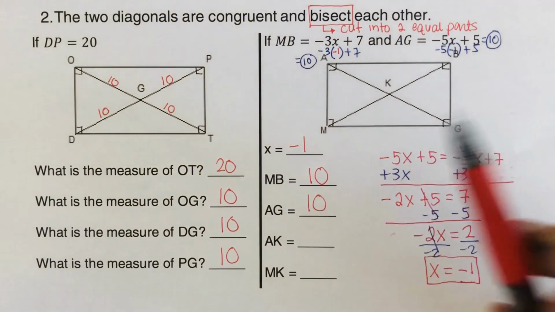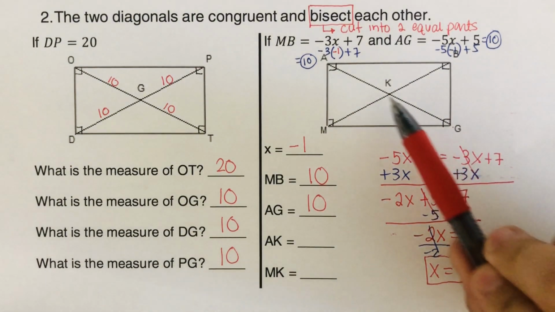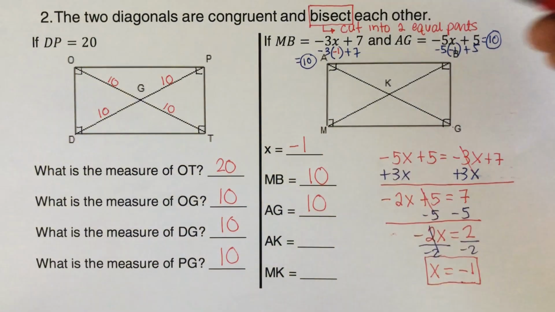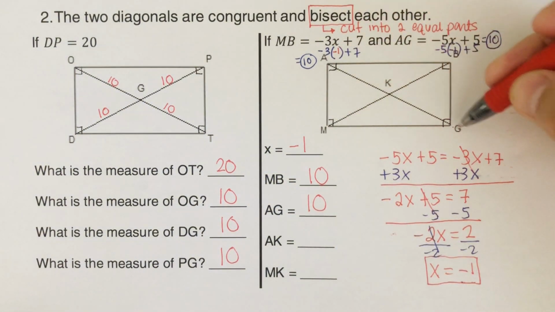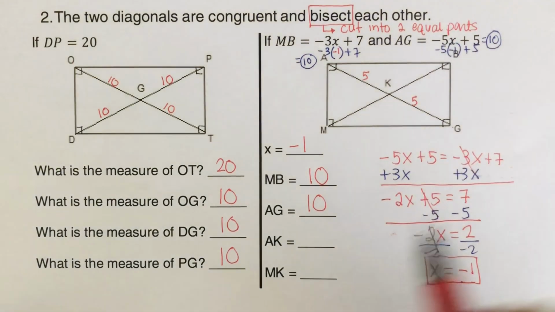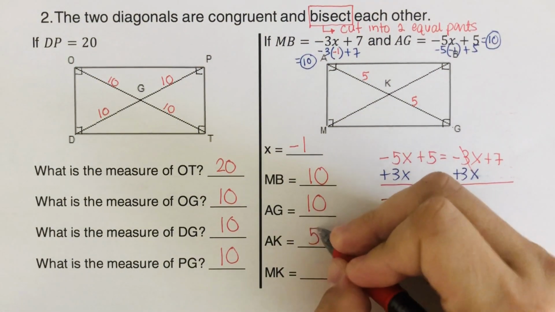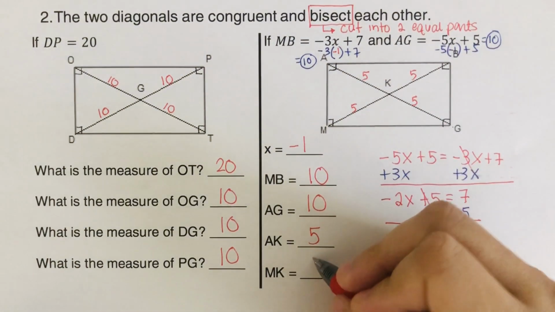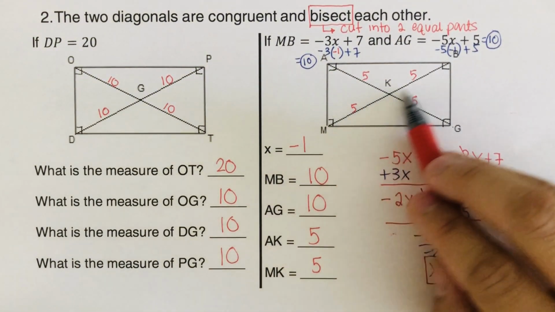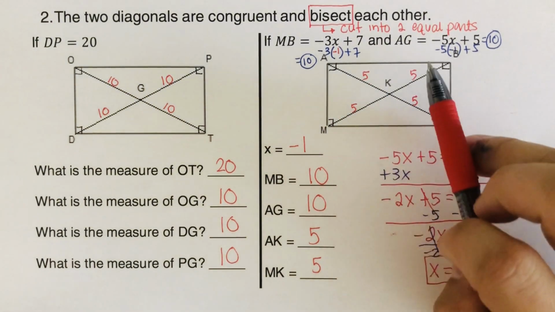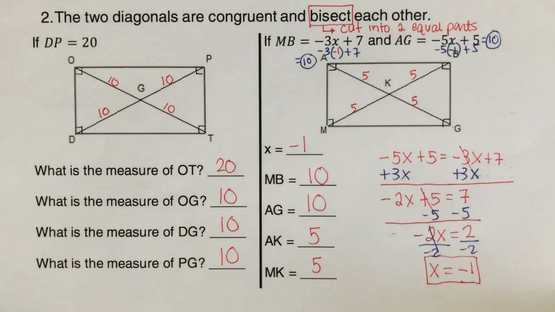Now we find AK. AK is from this side this way. So if the whole thing is 10, that means this is 5 and 5. So then AK is 5, and then the MK would also be 5. Since this is equal to 10 and this is equal to 10, it was bisected: 5, 5, 5, and 5. Did you get the same answers as this?